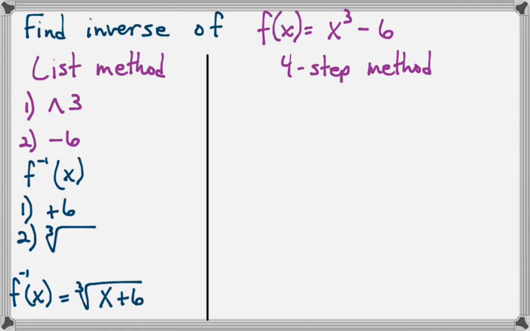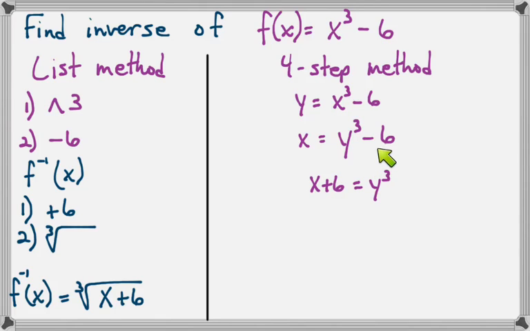Now, just in case you are a four-step method fan, here you go. First thing we do is replace the f of x with y. The next thing we do is change places with the x and the y. And I mean just where you used to write y, you write x. Where you used to write x, you write y. And don't do anything else. Don't move exponents, don't move denominators. Simply switch places with x and y.